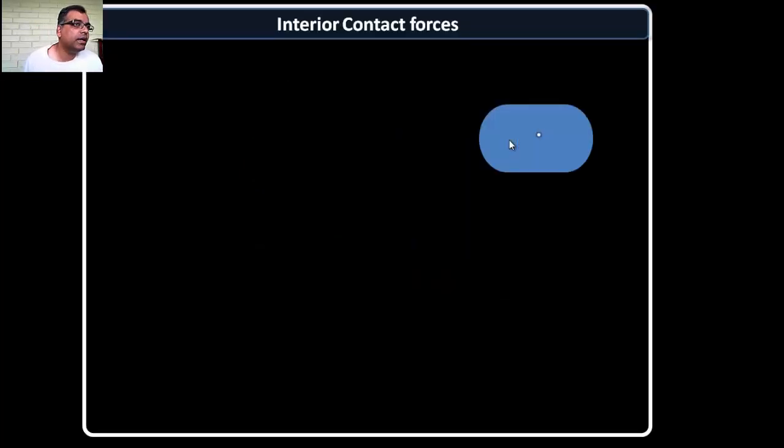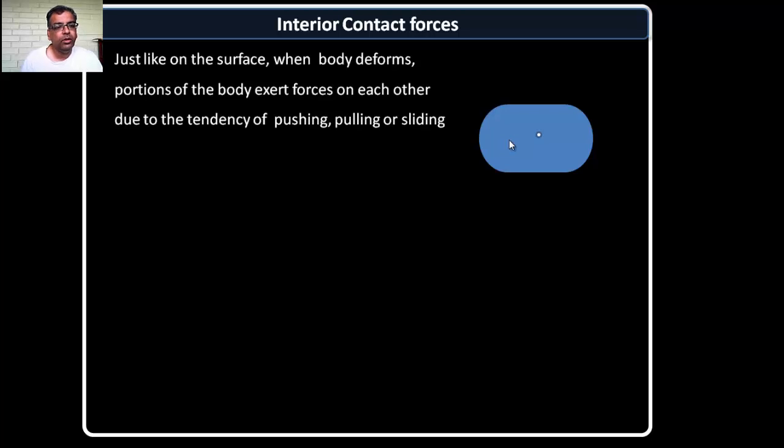So now we want to look at this in more detail. Like what we did on the surface of this thing, when the body deforms, portions of the body exert forces on each other due to the tendency of pushing, pulling, or sliding or dragging. We talked about this. When the body gets squeezed together, it will create normal forces, and when a body goes sideways, it will create shear forces. If you shear the body, slide it like a pack of cards, the individual layers of the cards will start shearing each other.